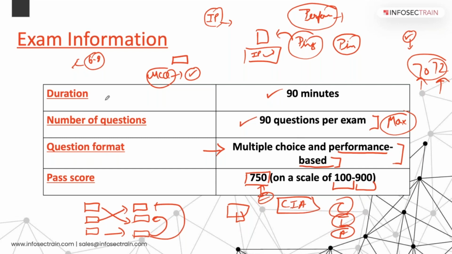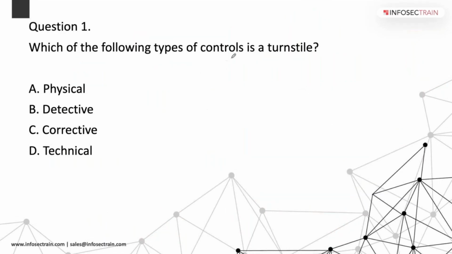So what we are going to do is start and see some questions and work with that. Very simple question, question number one: which type of control is a turnstile? I remember Salman was one of the candidates in one of my last batches of Security Plus, and I discussed this. Which kind of security control is it?